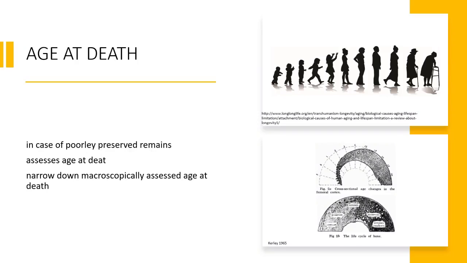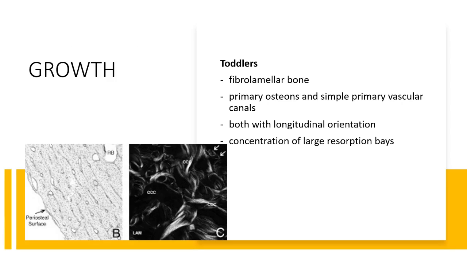Another very useful application of histological analysis is assessing age at death. In well-preserved remains, this might not be necessary, but in poorly preserved remains, or in cases when macroscopic features are dubious, histological analysis can help assess the age at death or narrow down the assessed age frame. But first, we need to understand bone growth.